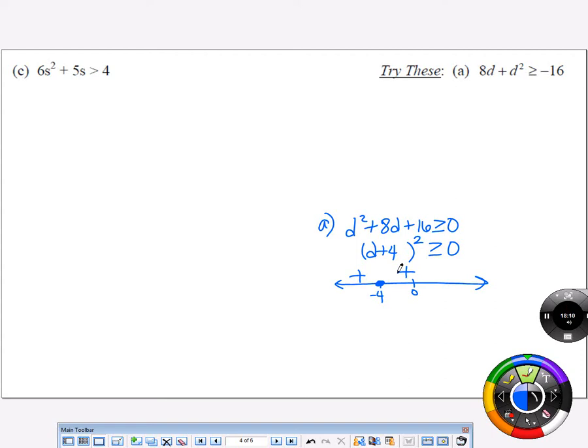So when is this perfect square greater than or equal to 0? Is it greater than or equal to 0 in this first section? Yes. Are we allowed to include the point? Yes. Is it greater than or equal to here? Yes. So it's everywhere, which is all real numbers.